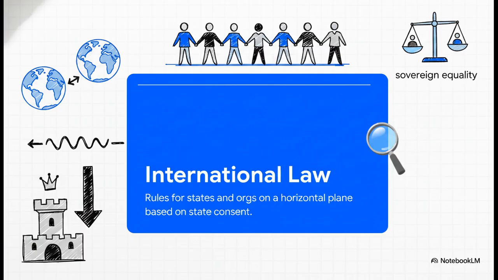Now here is a massive exam tip for you. Always contrast this with municipal law. Domestic law is vertical, right? It comes top-down from a sovereign, but international law operates horizontally. It relies entirely on cooperation, sovereign equality, and most importantly, state consent.